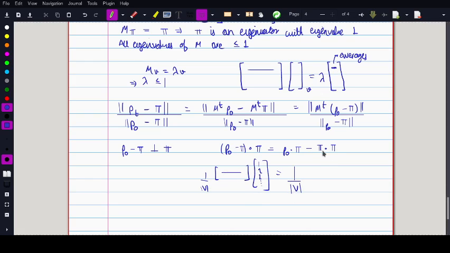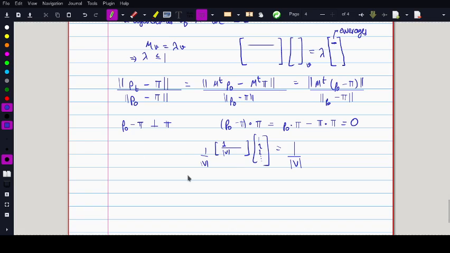Similarly, π is also a probability distribution, where all the elements are 1 by |V|, 1 by |V|, 1 by |V|. So when you add them up, you'll be left with 1 again. In fact these both are equal and their difference will be 0. So what we have is the observation that P_0 minus π is perpendicular to π, and we saw that π was an eigenvector, and in fact the largest eigenvector because all the eigenvalues were less than or equal to 1.